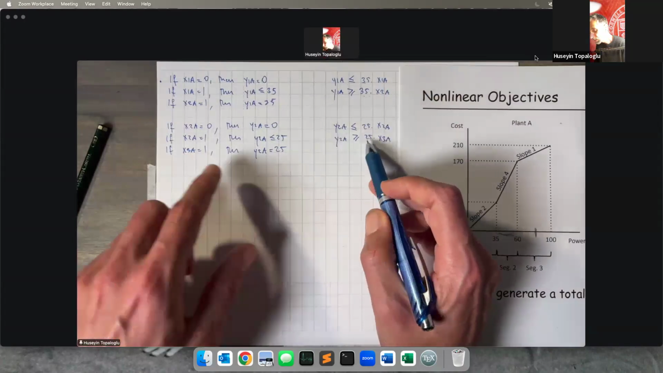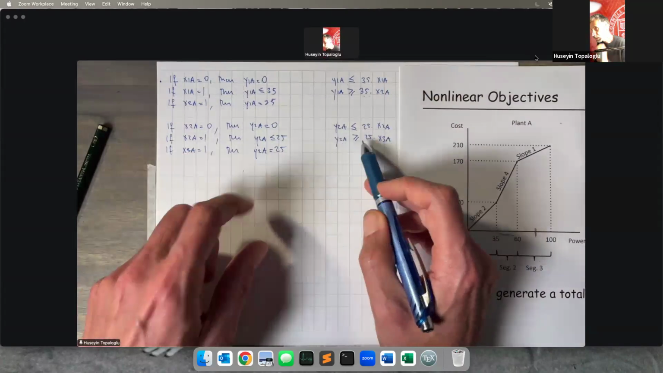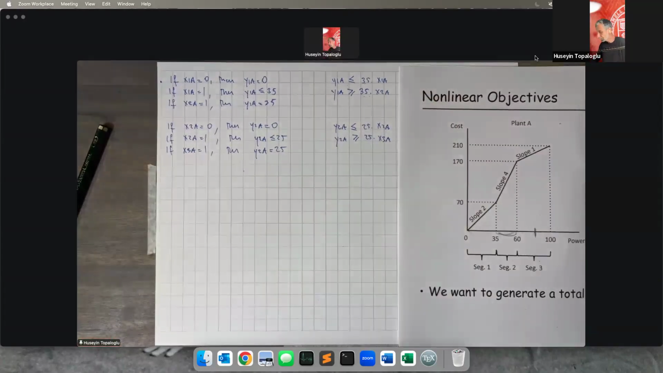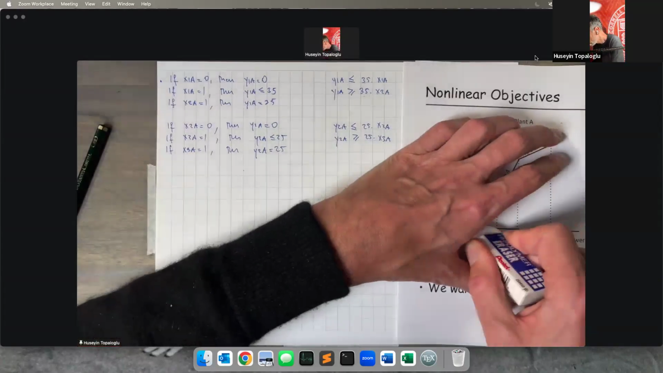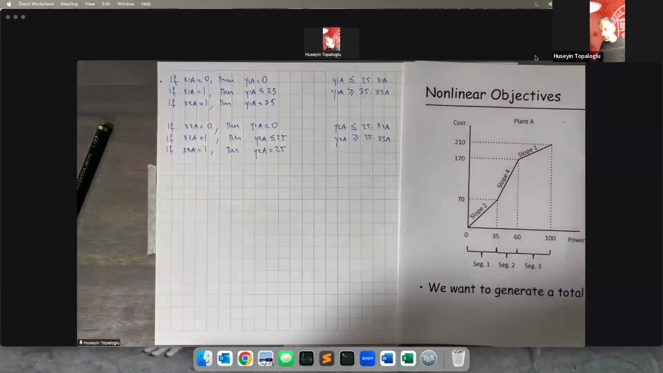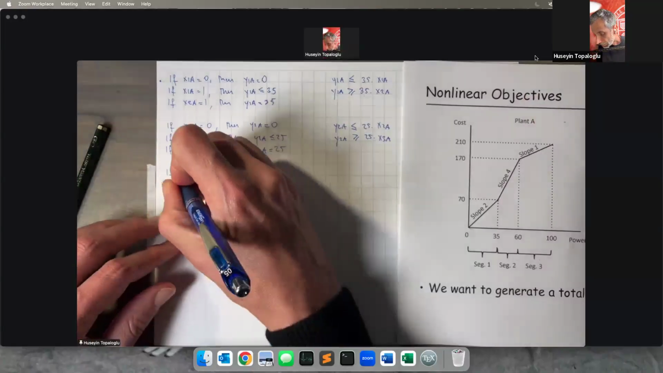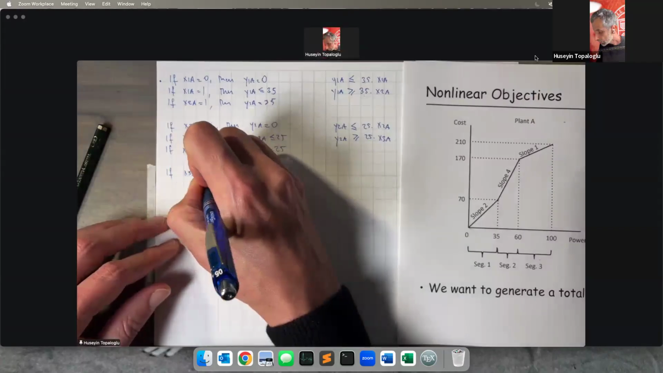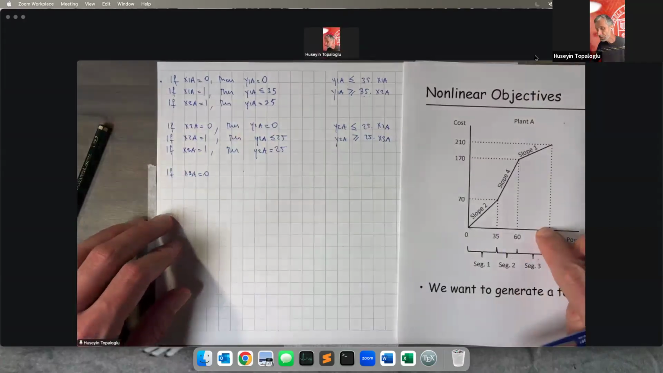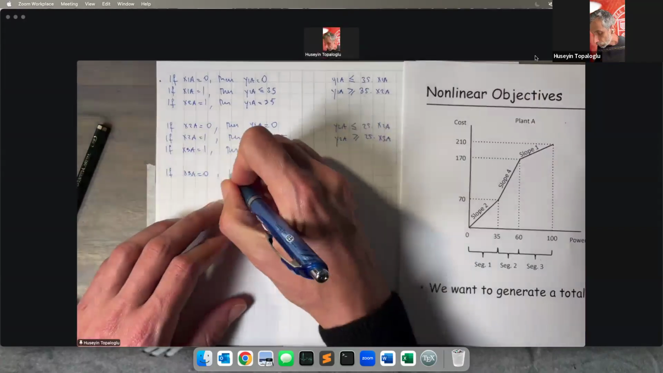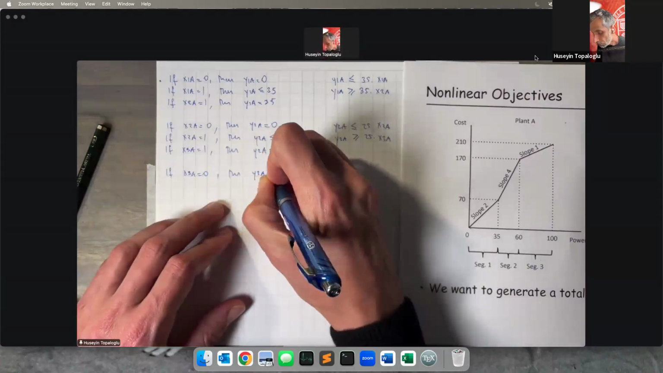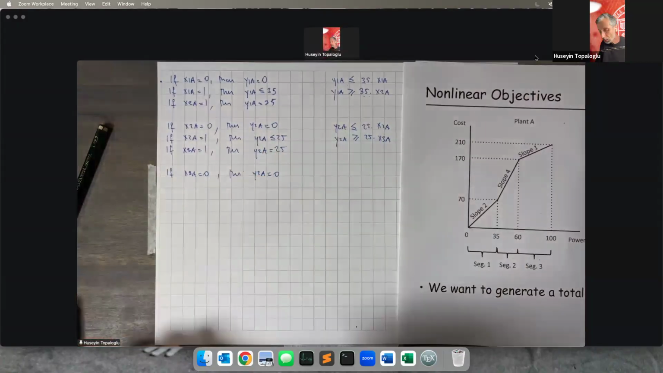Then with these two constraints, if x3 is equal to 1, y2 is going to be snapping to exactly 25. Let's take care of the third constraint in plant A. If x3a is equal to 0, if we're not utilizing the third segment in plant A, then the utilization of the third segment in plant A has to be 0.